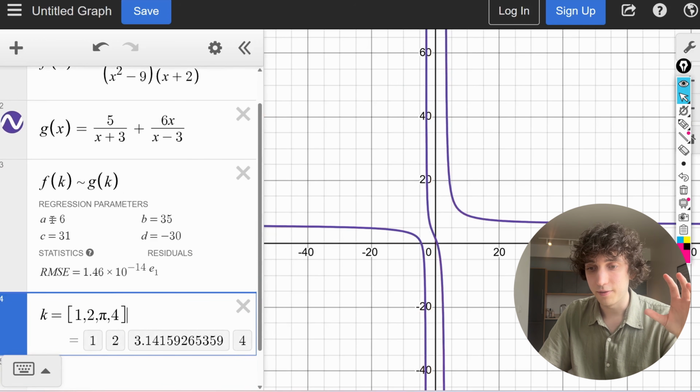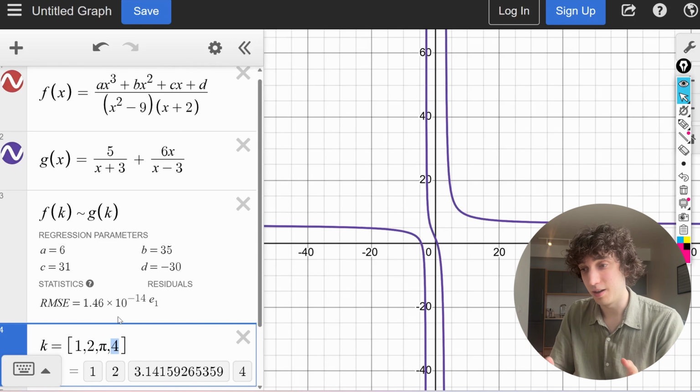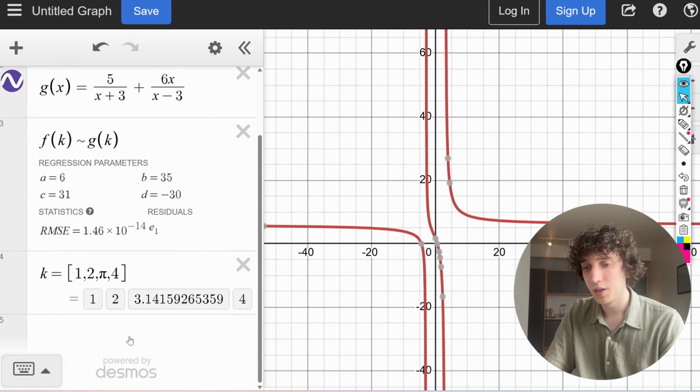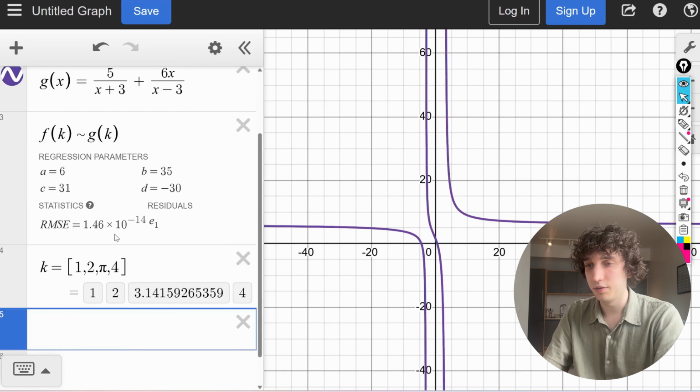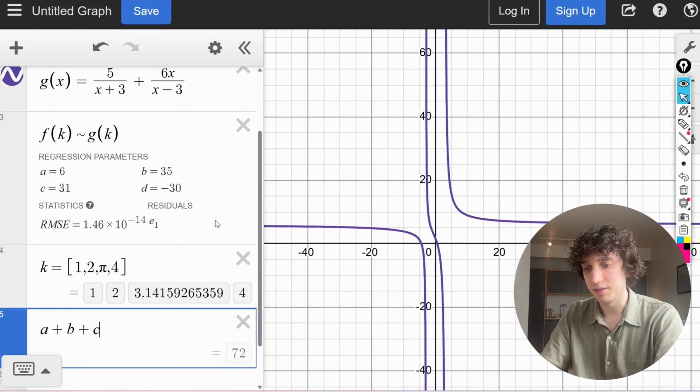So now we have Desmos making sure that at the points 1, 2, pi, and 4, f of x and g of x line up. And when it does that, it finds these values for a, b, c, and d, which sure enough are the correct values. So the problem asks us to find a plus b plus c. We do a plus b plus c, and we get 72.